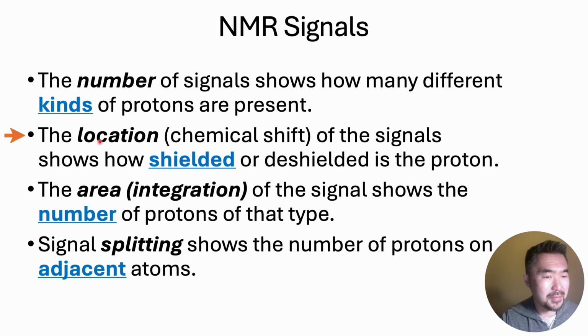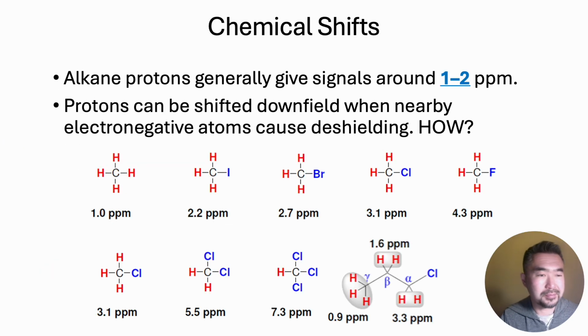Today we're going to talk about at least the location and the area integration aspects of the NMR signals. I should say proton NMR signals. Now, alkane protons, the regular alkane CHs, typically show up in the more upfield 1 to 2 ppm, and that makes sense because those hydrogens are just attached to carbons, which are not very electronegative, so those protons tend to be shielded. Remember, shielded things show up upfield, at smaller chemical shift ppm numbers.